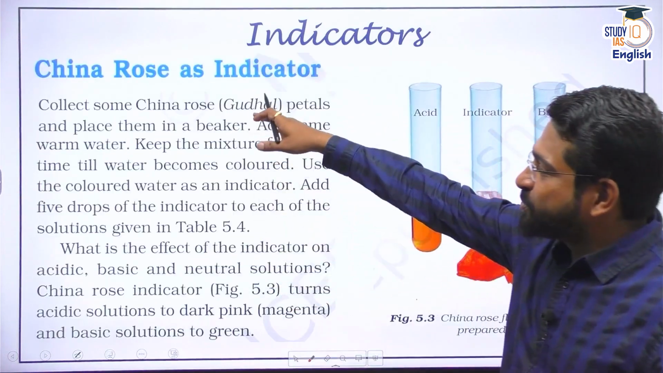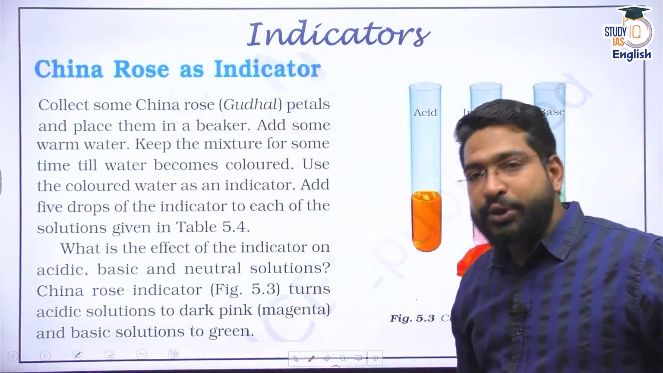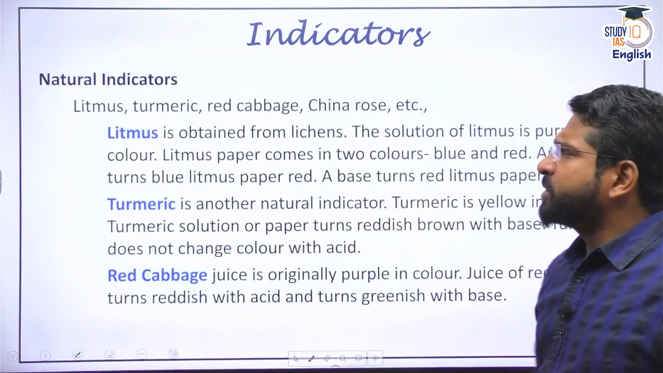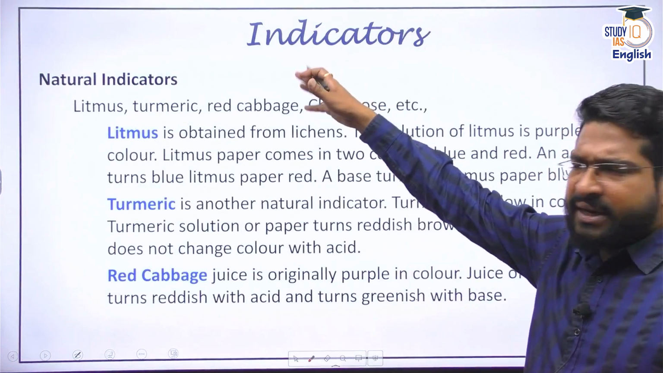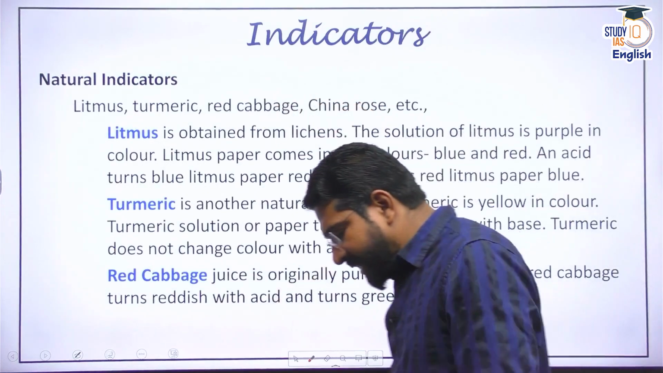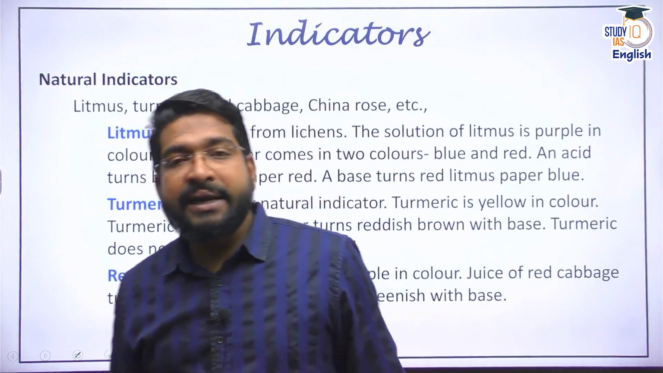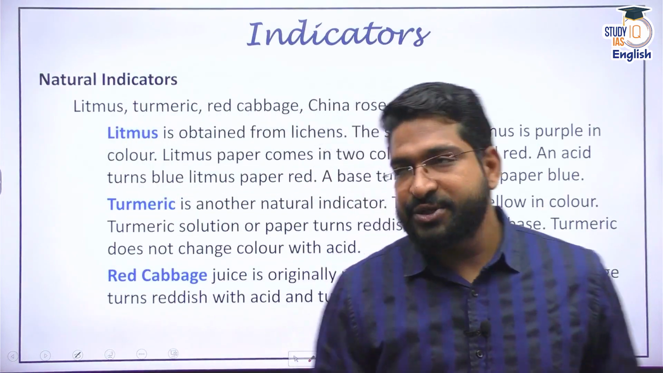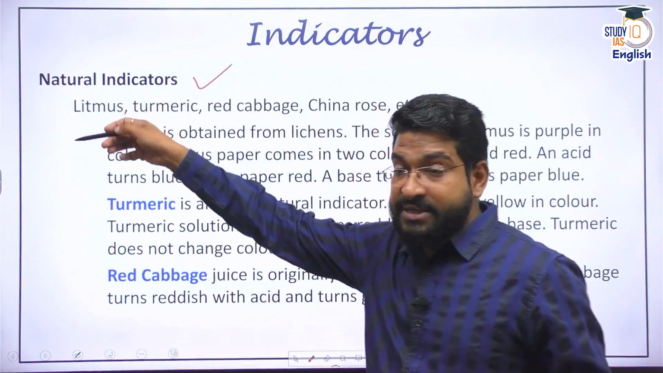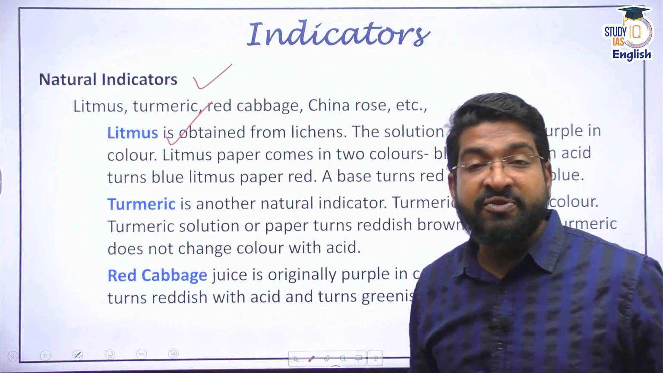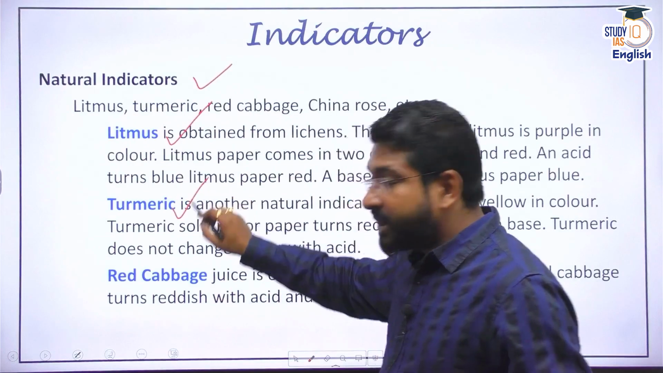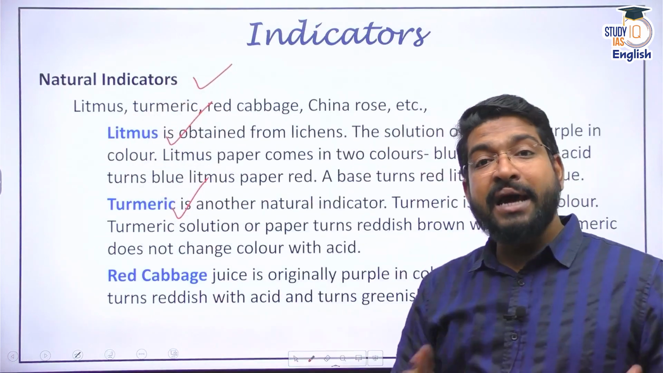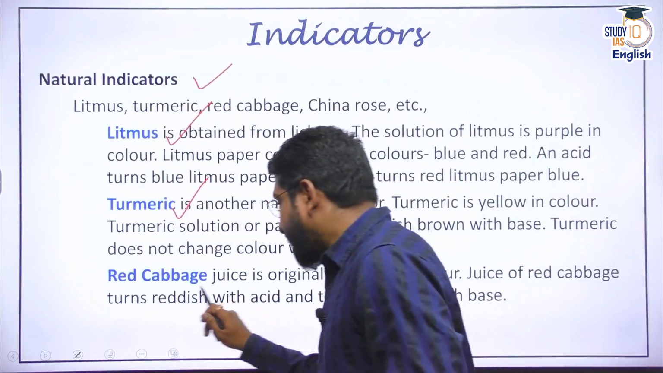Apart from that, we also spoke about China rose or the gudal, right? We'll also discuss some of the synthetic indicators, but in this NCERT, we categorize indicators into three different dimensions. First is natural indicators. We discussed this. Litmus is a natural indicator which is obtained from lichens. Turmeric is a natural indicator. China rose is a natural indicator. There is another natural indicator which is red cabbage juice.